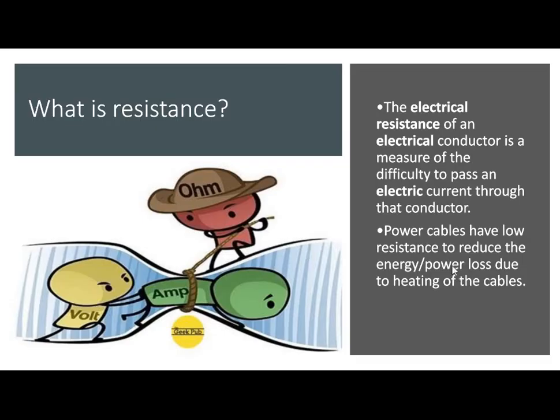So what do we mean by resistance first of all? Well, resistance is the electrical resistance of an electrical conductor, i.e. any circuit component, is a measure of the difficulty to pass an electric current through that conductor. If we think about power cables, for example, that bring power to your home via substations, they have a low resistance to reduce the amount of energy or power that is lost due to the heating of the cables. Let's examine that in a bit more detail.